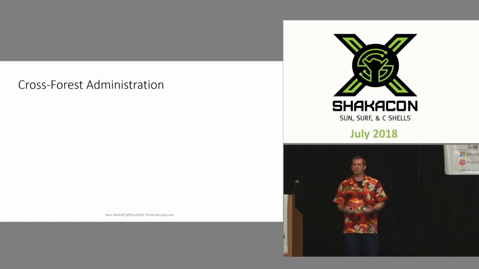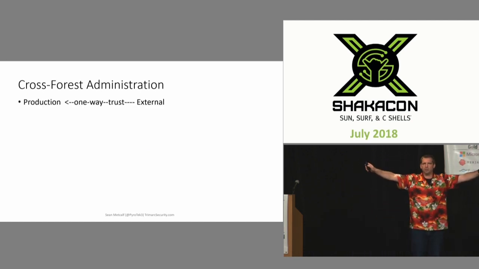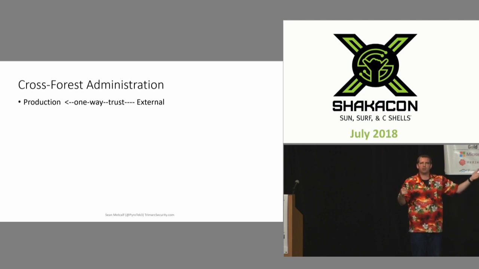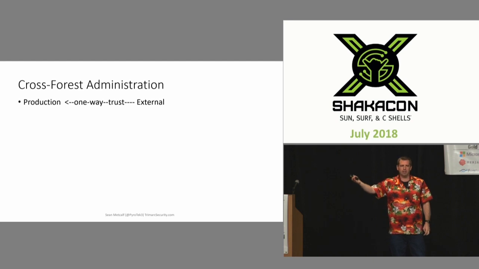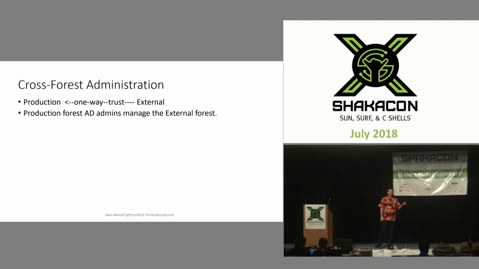And then cross-forest administration gets really tricky. We regularly see that there's production and there's external, two different forests. It could be production and lab, it could be production and then something in the DMZ, it doesn't matter. There's a one-way trust where our external environment trusts our production, which is the standard Microsoft recommendation, because then our accounts in production can authenticate to the systems in external. The problem is that a lot of the times when this configuration is in place, the production forest AD admins manage the external forest. Well, that just makes sense.